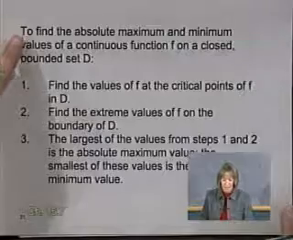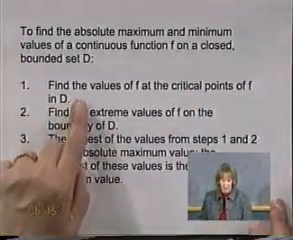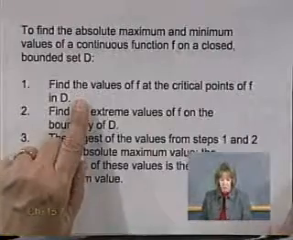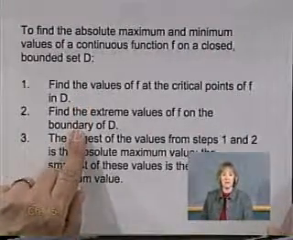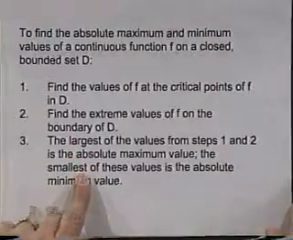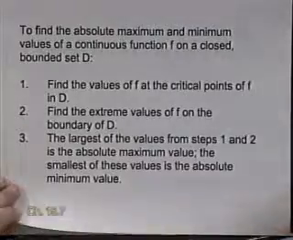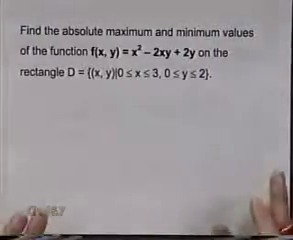To find the absolute max and min values of a continuous function on a closed bounded set, find the values of f at the critical points of f in D, and find the extreme values of f on the boundary of D. The largest of the values will be your absolute max. The smallest will be your absolute min. Now, what are they saying? Let's look at this one.